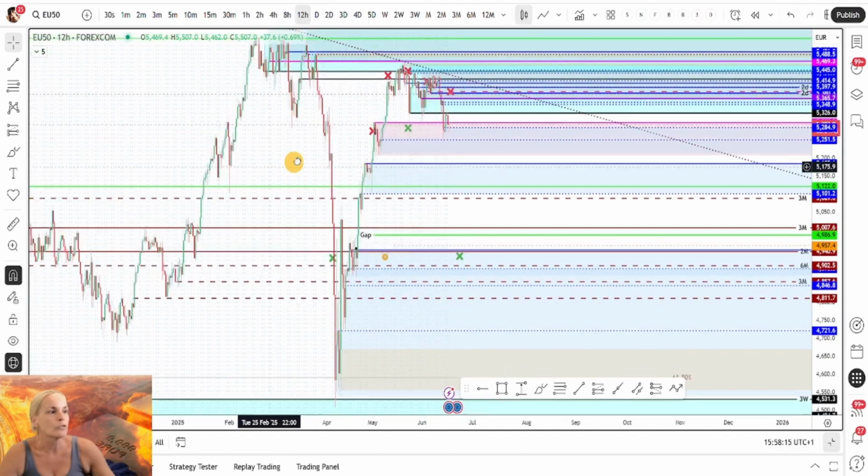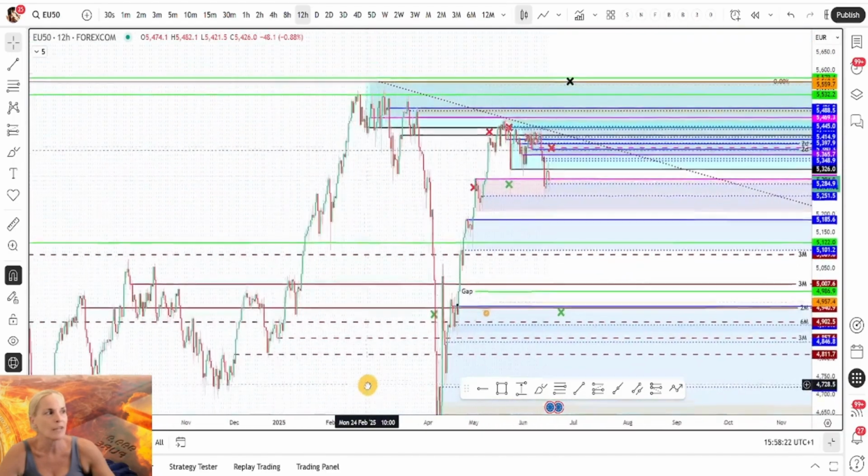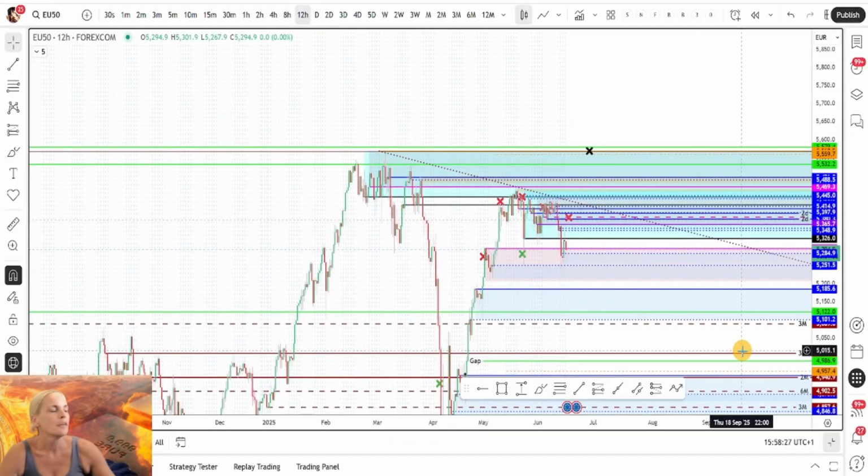But again, I didn't manage to get the low on this. I think there was a monthly demand in there, but it came all the way through it. And then I was waiting for lower to get the proper low. Also didn't get a retest on that, and then it's really just been pushing up.